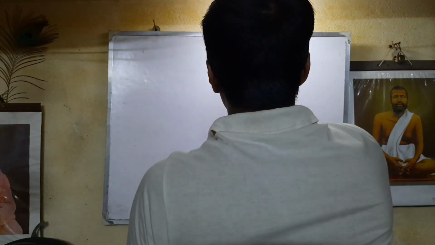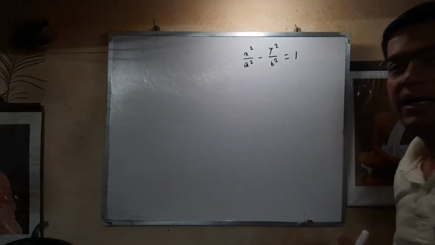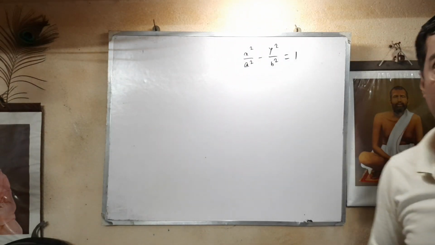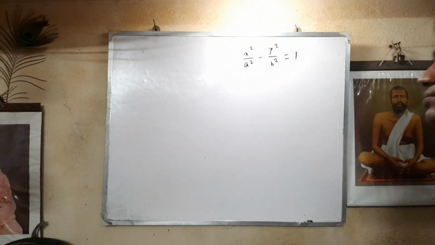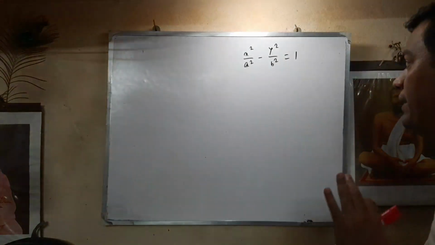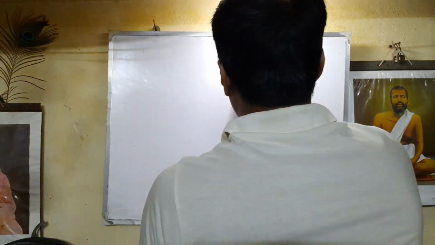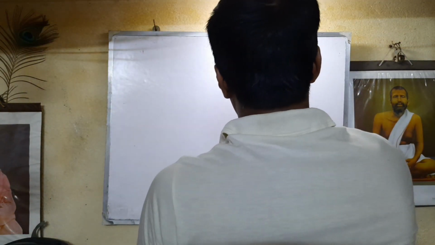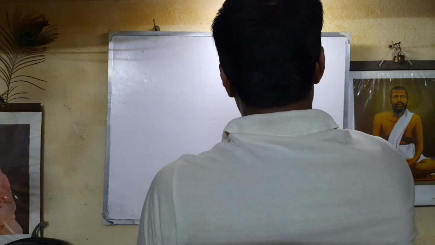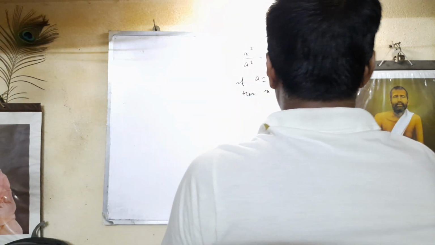Now, the familiar equation of a hyperbola is, you have already learned that x square by a square minus y square by b square equal to 1. It is the familiar equation of a hyperbola. X square by a square minus y square by b square equal to 1. Okay. Now, if a equal to b, then we find x square minus y square, that is equals to a square.